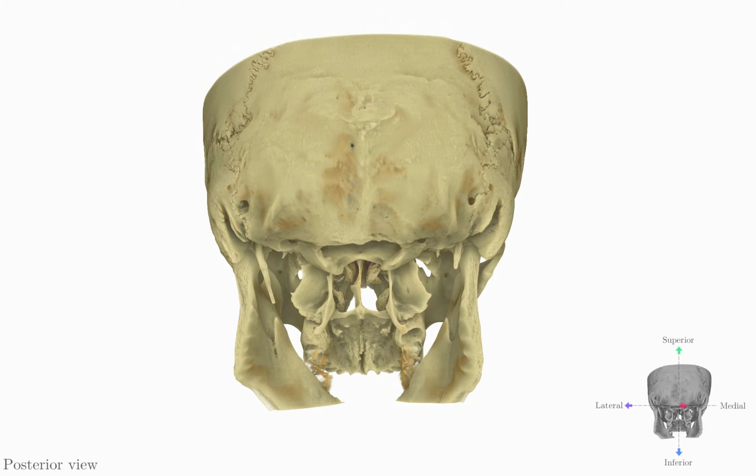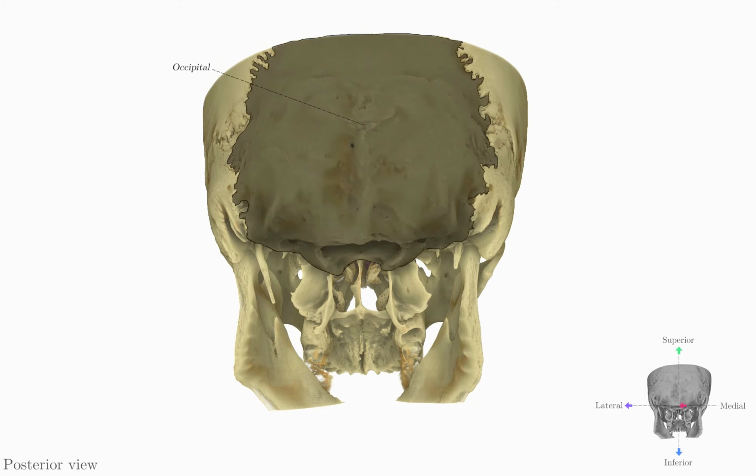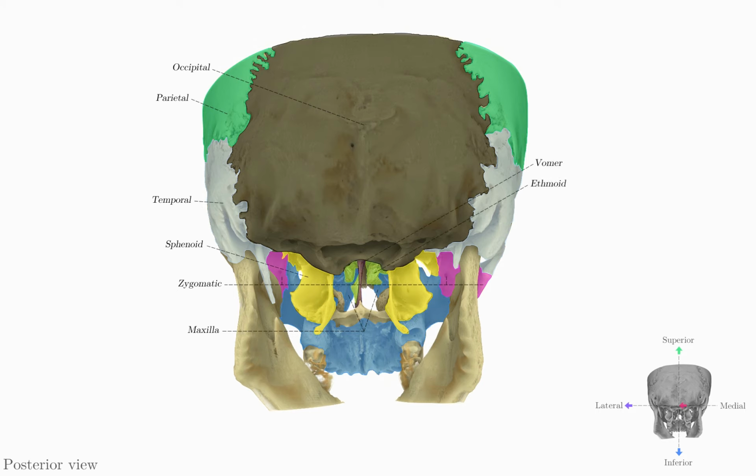In the posterior view, you can observe the occipital, parietal, and temporal bones. Note the position of the zygomatic, maxillar, and sphenoid bones. You can also see the ethmoid, vomer, inferior conchae, and palatine bones. Lastly, note the position of the mandible.